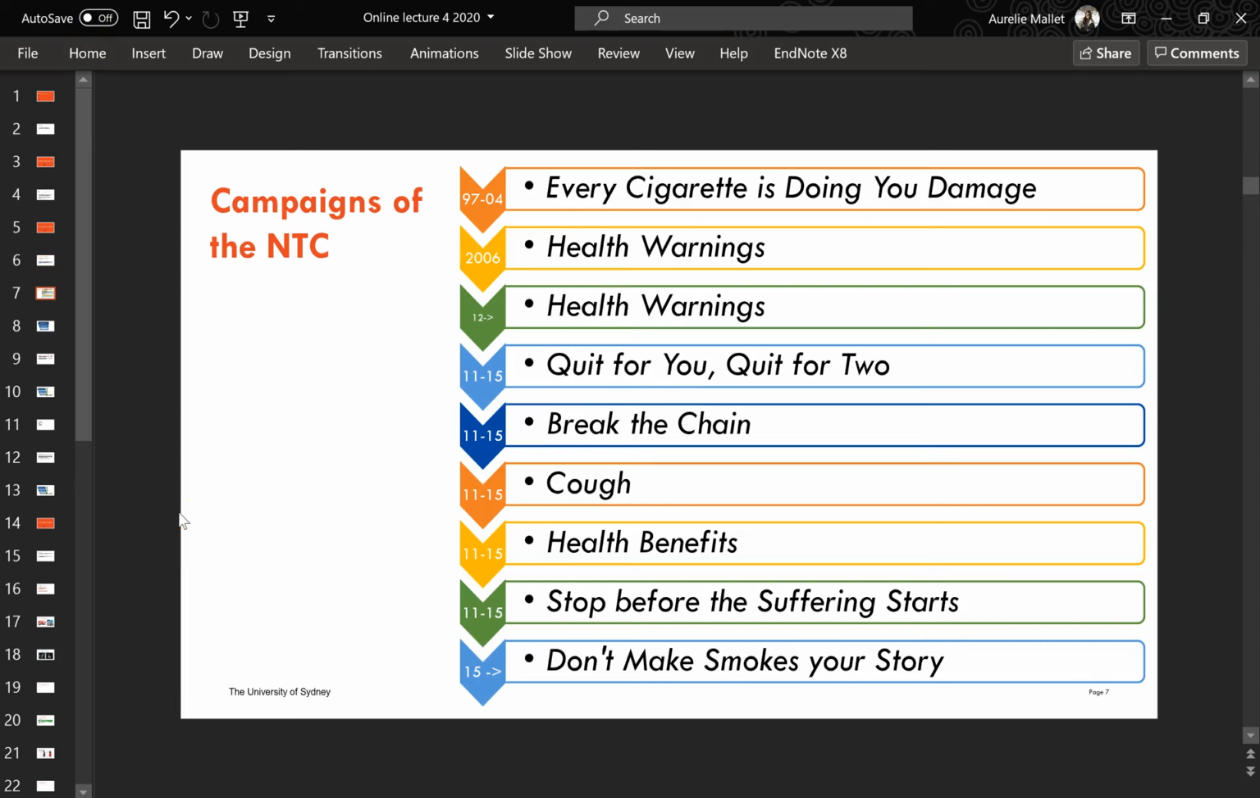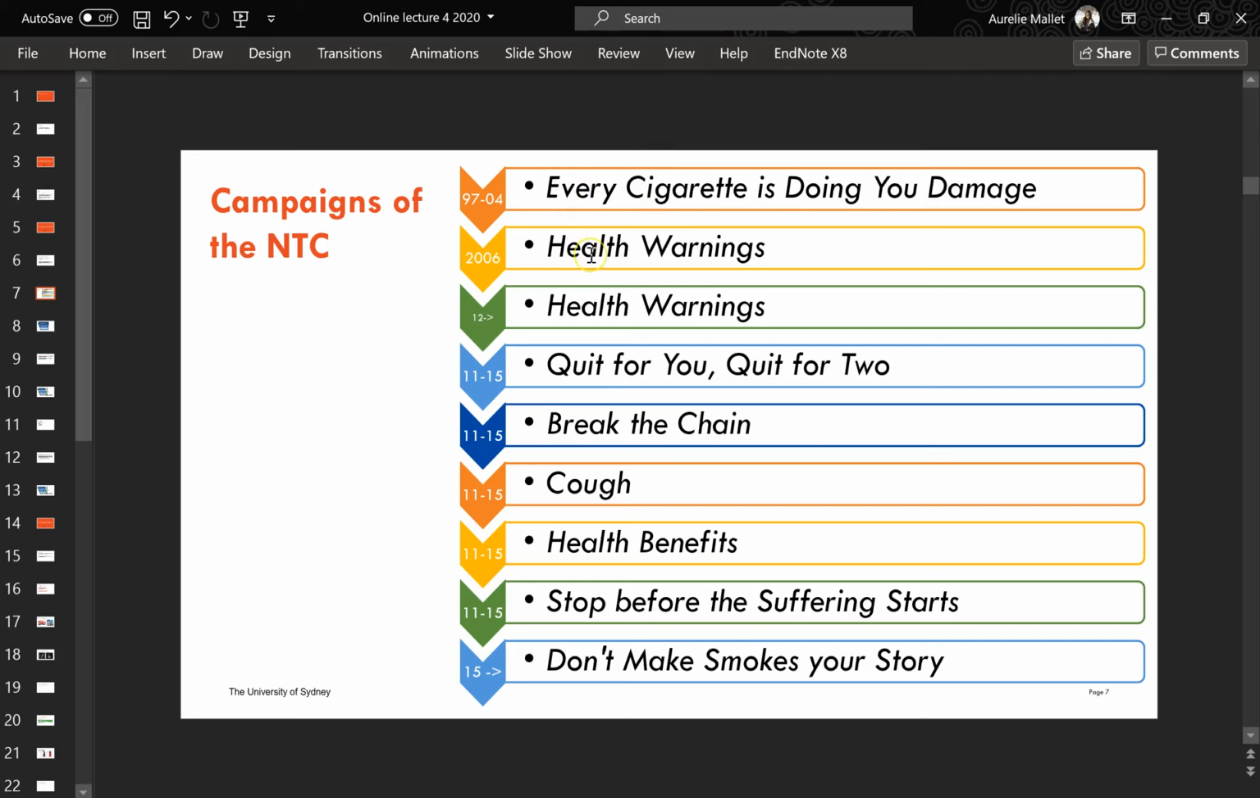So the National Tobacco Campaign has various campaigns that have been launched as part of it. So there are federal campaigns, and then there are state-based campaigns. And for my thesis, I'm only going to be looking at the federal campaigns, and they are listed here. So think about the National Tobacco Campaign as this broad overarching aim of reducing tobacco use in Australia. And then as part of the NTC, all these campaigns here have been launched since 1997. So the first campaign ever of the NTC was the Every Cigarette is Doing You Damage campaign.